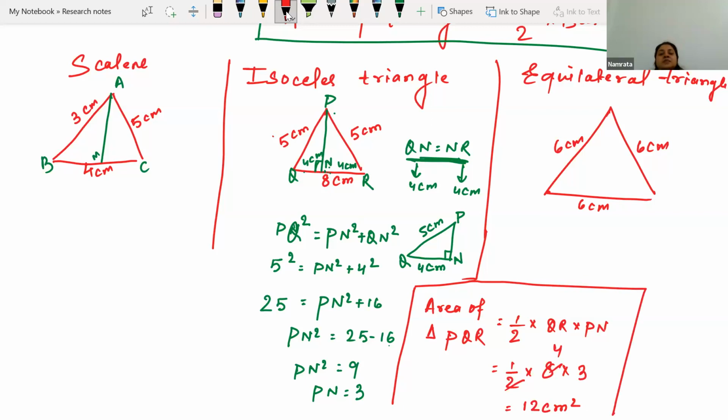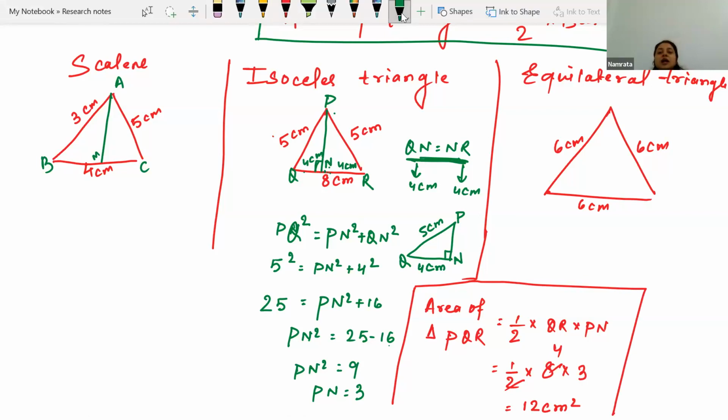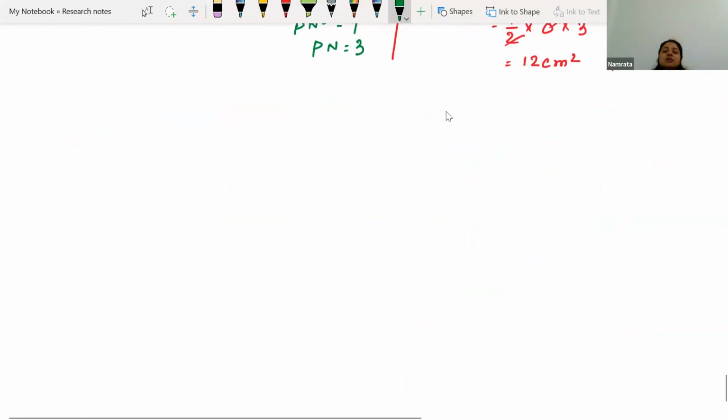Yes, ma'am. Similarly, we can also find the area of the equilateral triangle. The theorem which I was telling for the isosceles triangle is applicable for the equilateral triangle also, that whenever you drop a perpendicular, that perpendicular will bisect the other side. So this will also become 3, this will also become 3. This is only applicable for isosceles triangle and equilateral triangle. Why is this only applicable for isosceles and equilateral triangle?